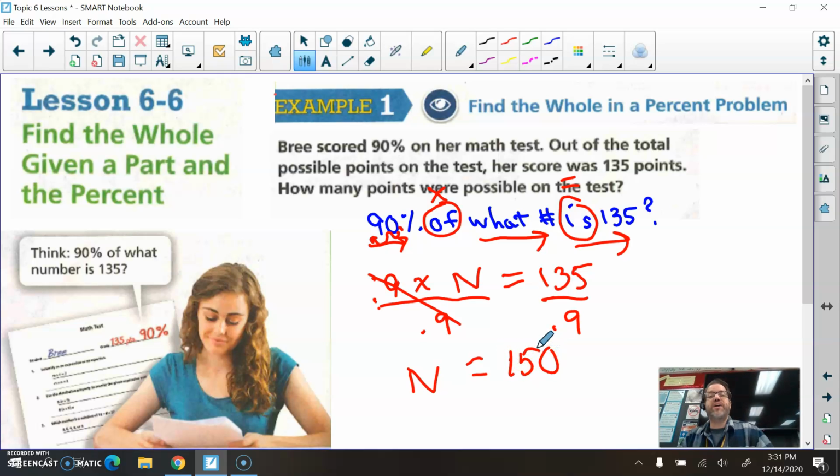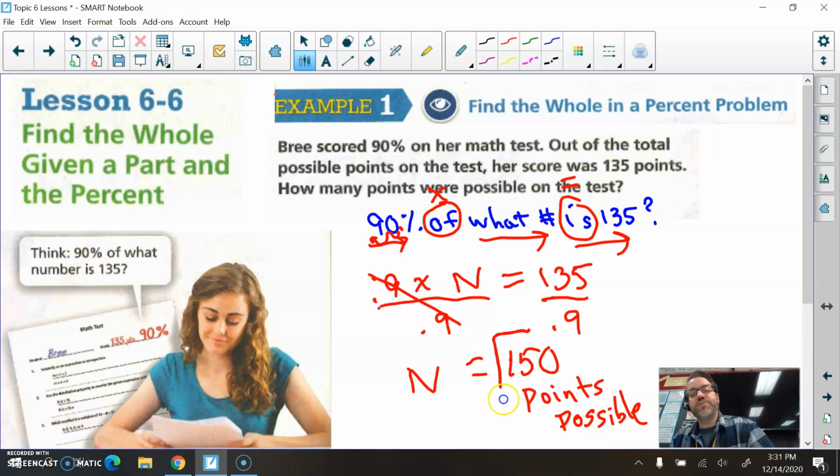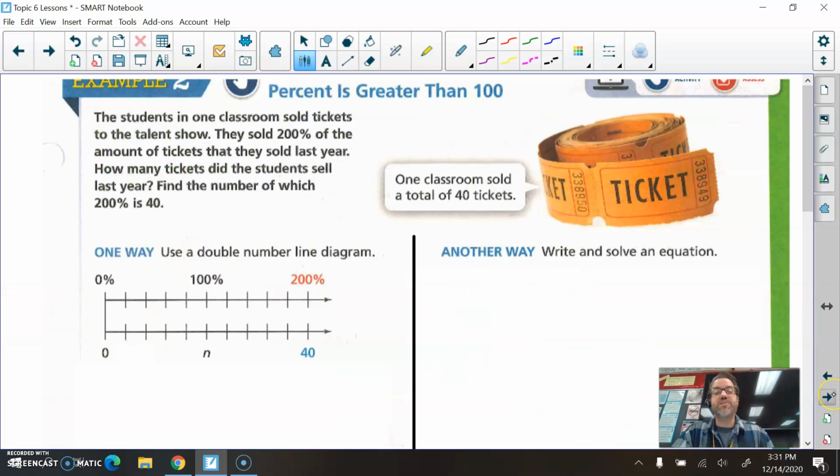So that means on this test there were 150 points possible. Bree had 135 points for her score. That's a pretty good score, 90%, but there were 150 points possible. So it really is just like what we were doing yesterday. You just go ahead and take the words, translate them into symbols. Let's look at another example.